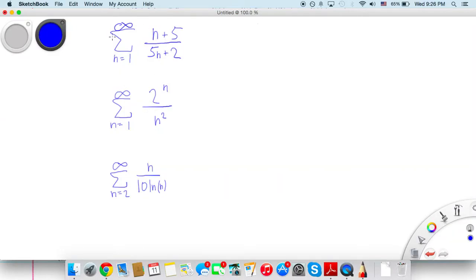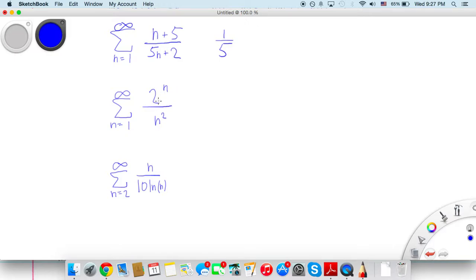So for this series, the limit as n approaches infinity of the general term is just 1 over 5. So this is not equal to 0, so this series diverges.